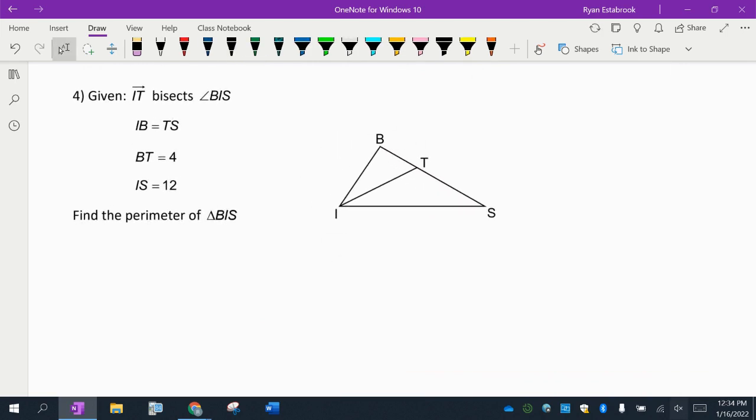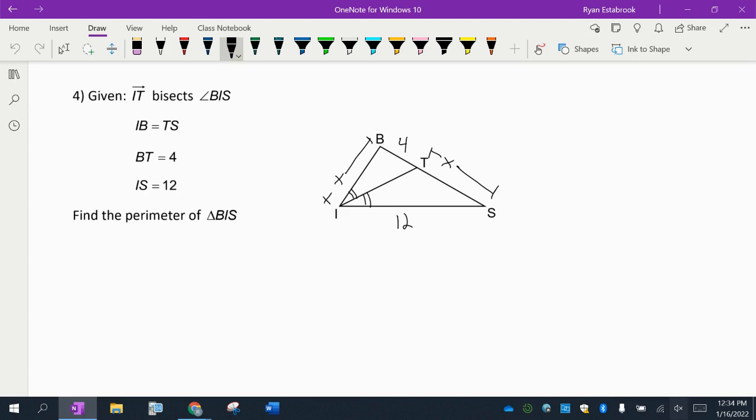Number 4, IT bisects angle BIS. So once again, I'll put those little markings on there. IB is equal to TS. That's kind of interesting. So here is x. Here is x. I'm just inserting this temporary variable. It's going to make it easier for me to write an equation. BT is 4, and the length of IS is 12. The question is to find the perimeter of triangle BIS.